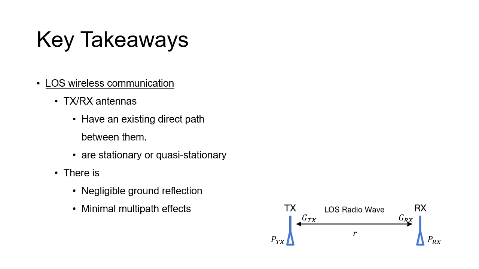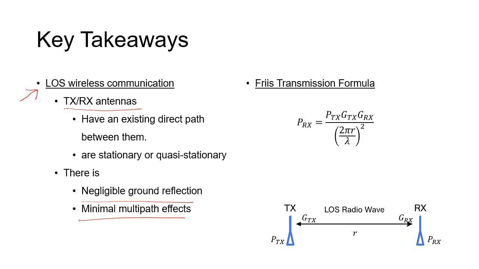Finally, we are at the conclusion. We have learned in this video about line of sight communication, which assumes that the transmitting and receiving antennas have an existing path between them and are stationary or quasi-stationary, I mean not mobile antennas. The other conditions are that there is negligible ground reflection and minimal multipath fading. If these conditions are satisfied, we can use the Friis transmission formula to calculate the received power at the receiving terminal.